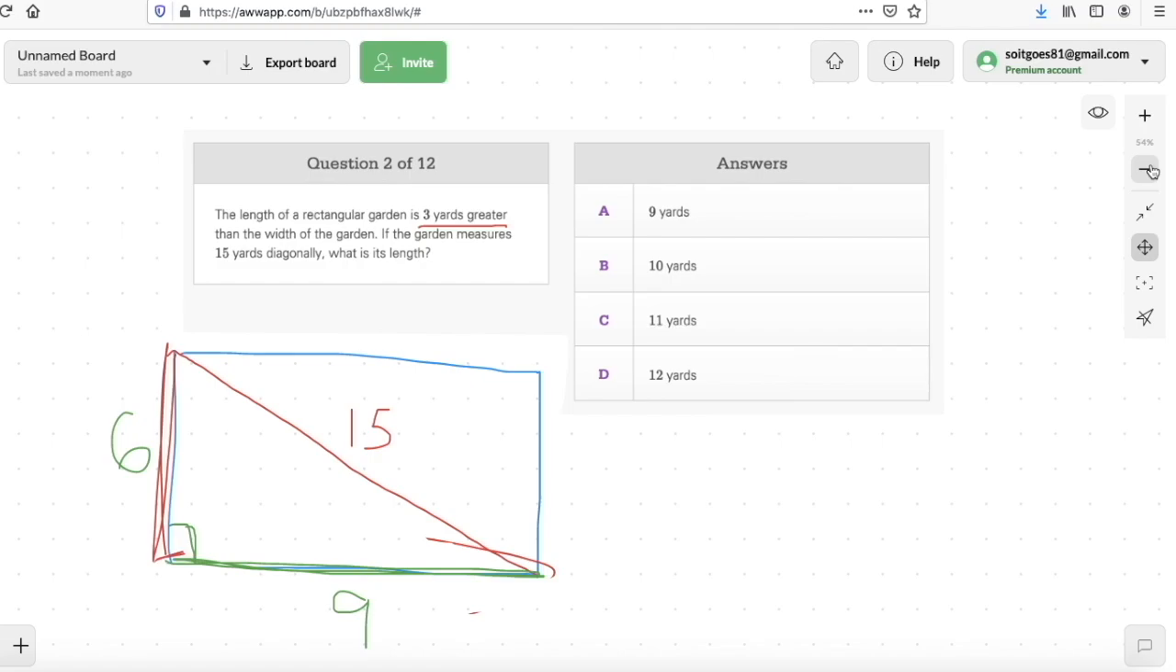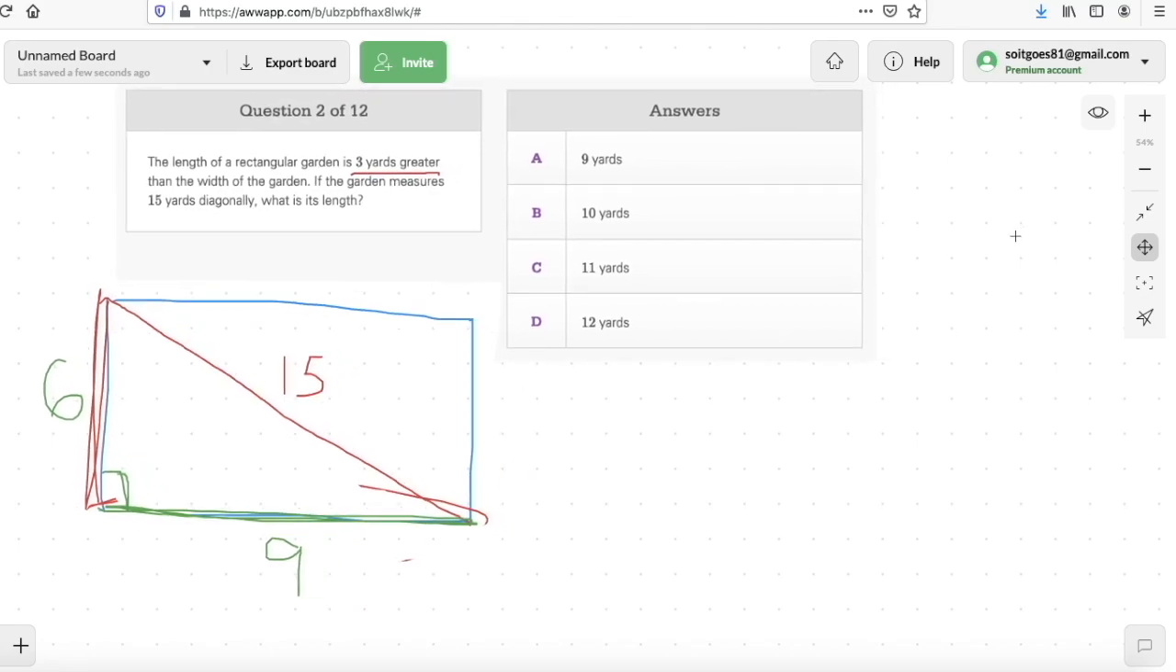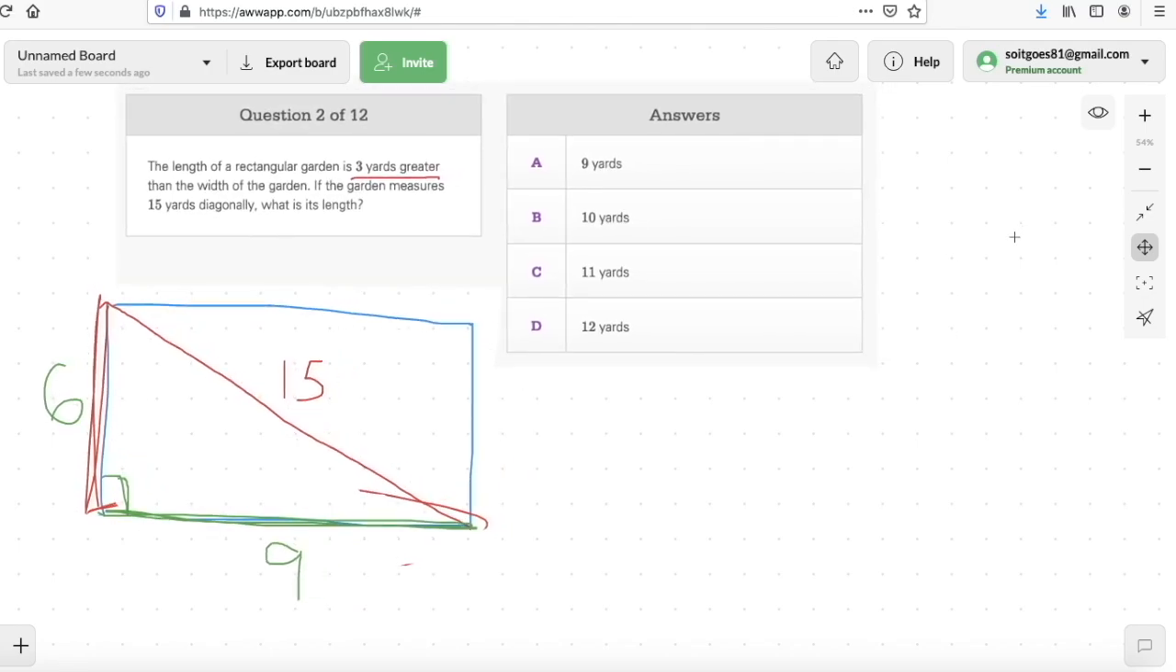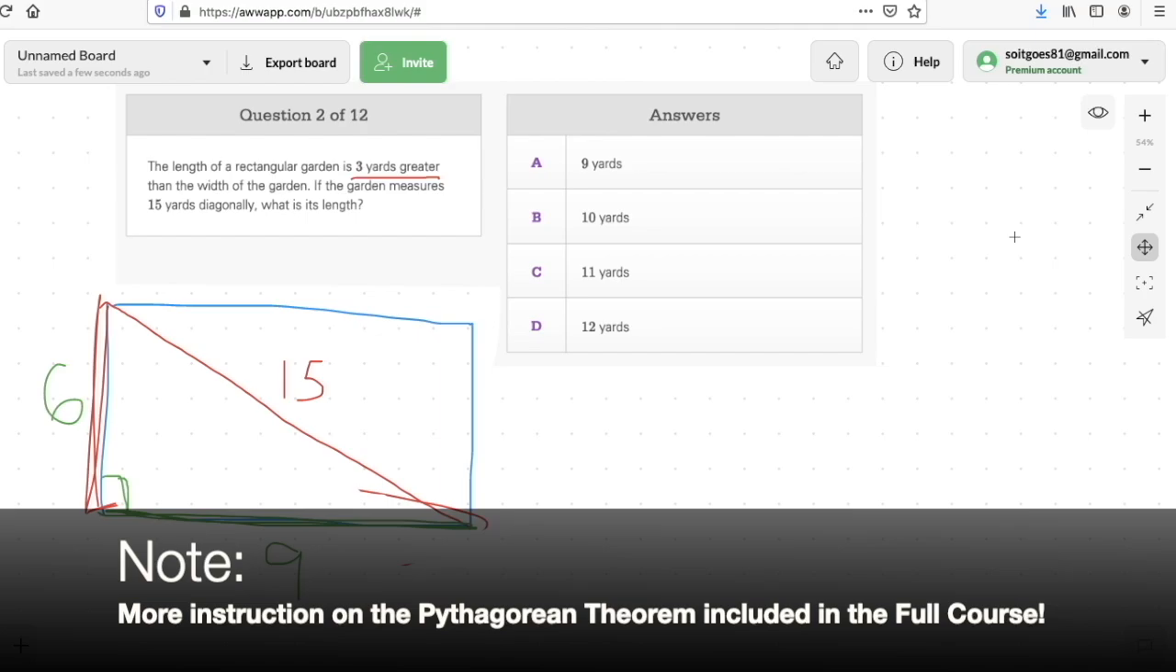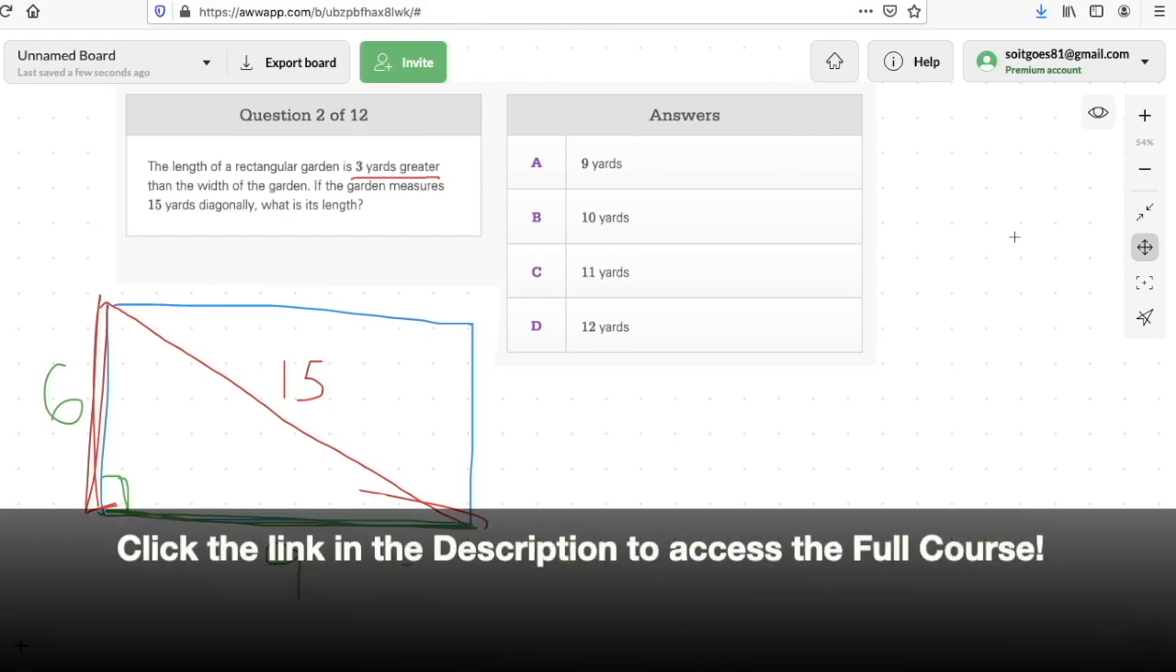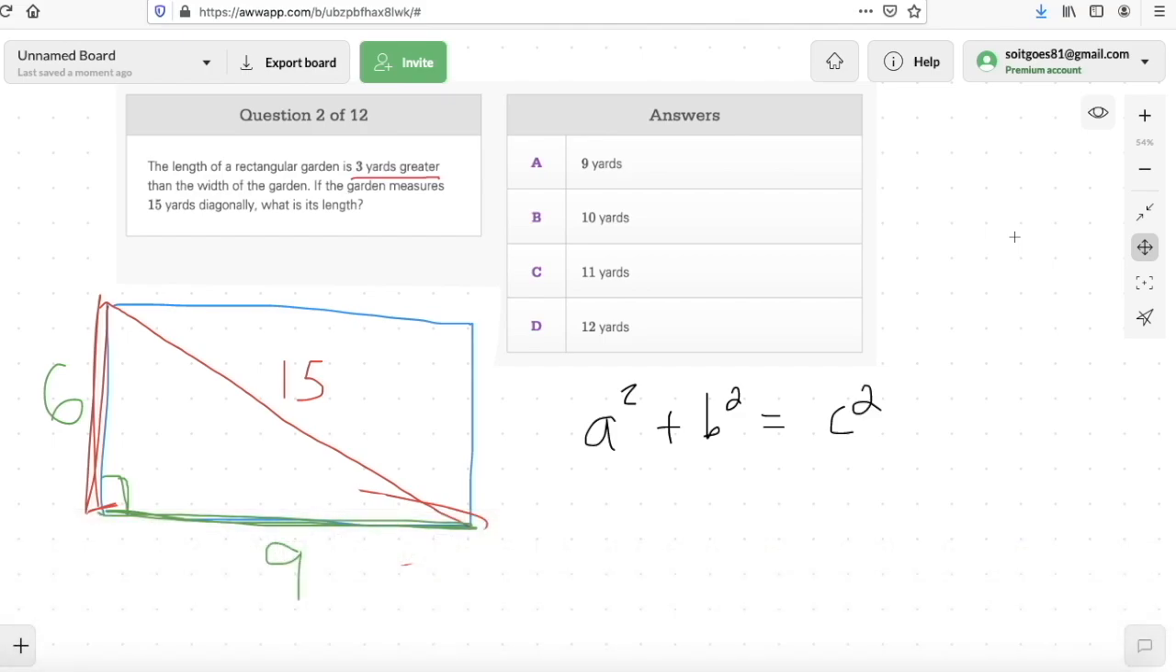You're getting this now. Now you may be like, okay, well, how do I test that? Well, this is where we have to go back to our friend, the Pythagorean theorem. We do have to here. Remember, the Pythagorean theorem is a squared plus b squared equals c squared. You just got to know it for this question. Remember, a and b are the legs of the right triangle.